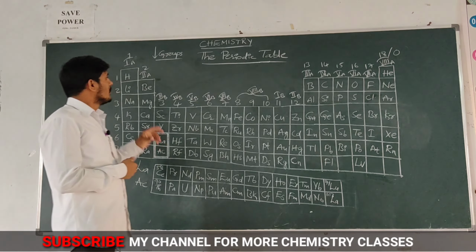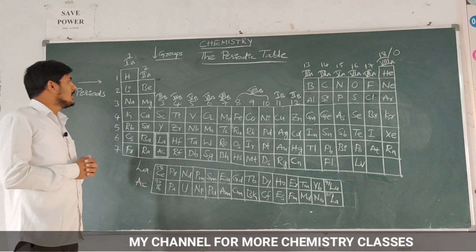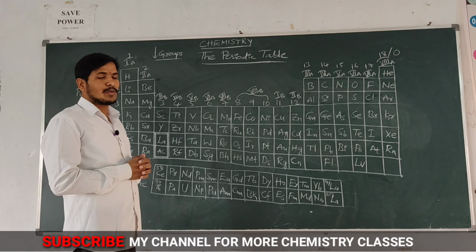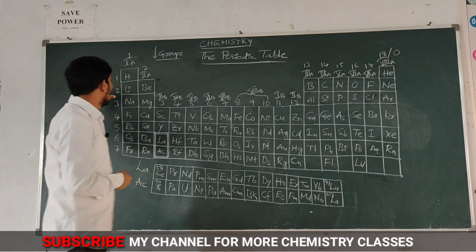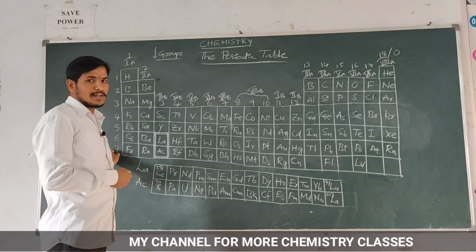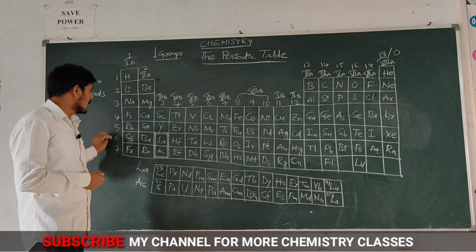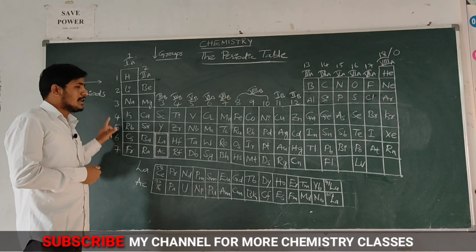Here this is the periodic table. The periodic table is mainly classified into two types, groups and periods. The horizontal rows in a periodic table are called periods. There are 7 periods in the periodic table, which are indicated with the help of Arabic numbers.